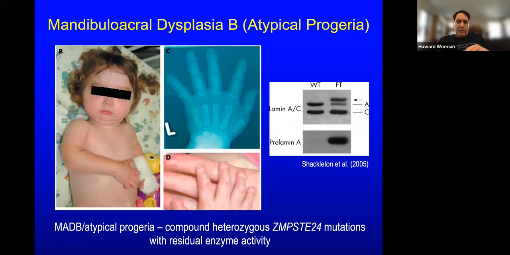But some cases are milder, with mutations in ZMPSTE24. These have been variably described as mandibuloacral dysplasia or an atypical progeria. In these patients, there's some residual ZMPSTE24, usually compound heterozygous mutations with partial enzymatic activity retained. You can see here, this baby has some Lamin A, mostly Prelamin A and Lamin C. This is work from Sue Shackleton.